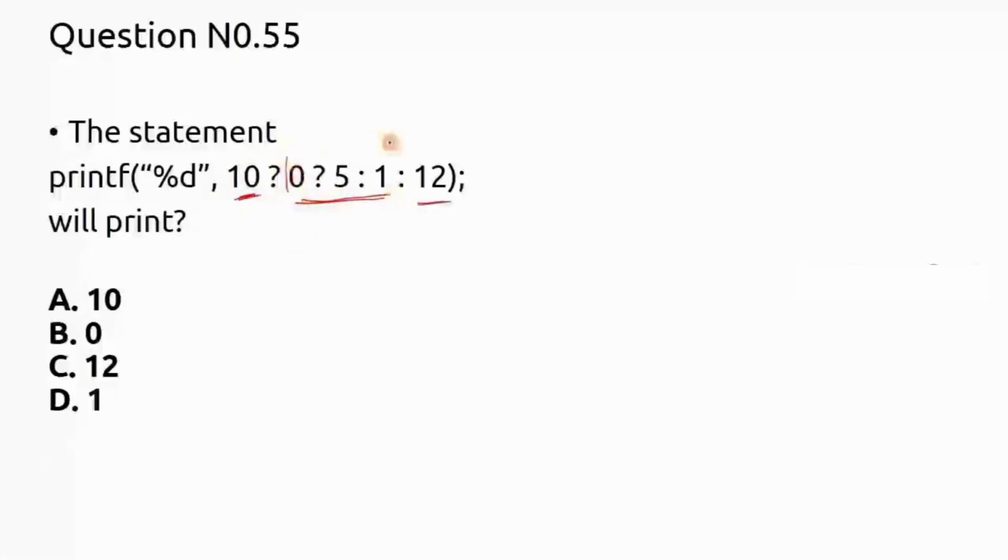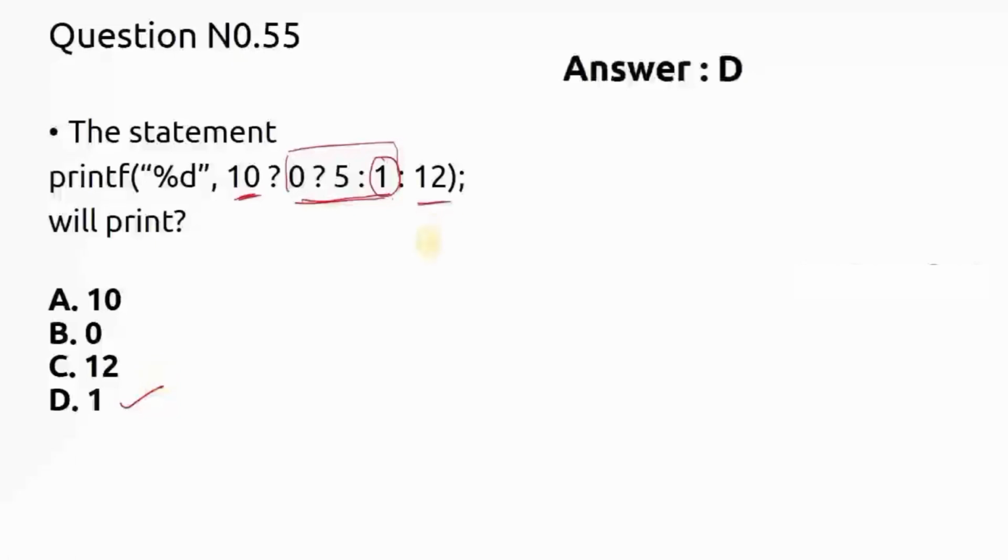Now if you consider this part, 0 means again it will check the condition whether the value is 0 or non-zero. It is 0. That's why it has to take this part. If it is non-zero, it will take this part. So finally what is the value it is taking? 1. So it will print the %d value, which is 1 only. The answer is D.